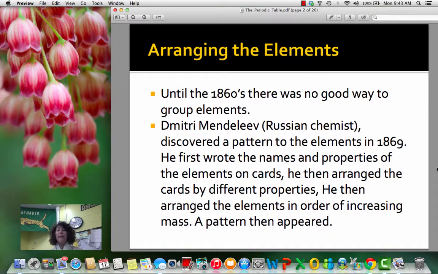Up until the 1860s, there was really no way to group the elements. Along comes a Russian chemist named Dmitry Mendeleev, who discovered a pattern in the elements. The way that he did this was basically really simple. He wrote the names and properties of the elements on different cards, and he arranged the cards based on those different properties until he finally found one where a pattern evolved, and that was when he arranged them in increasing atomic mass.